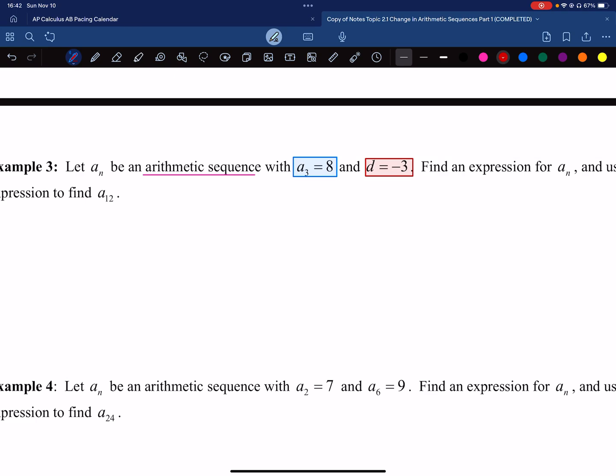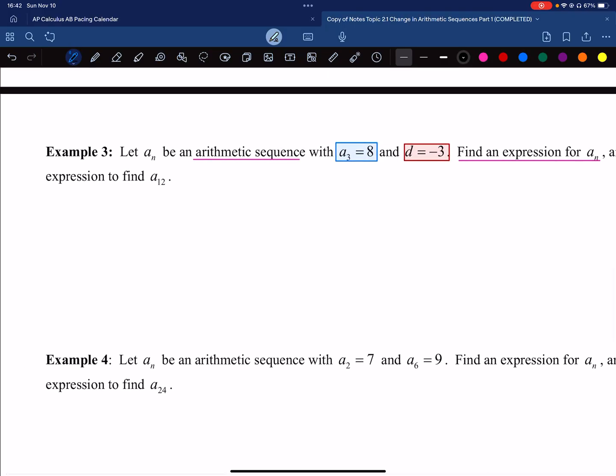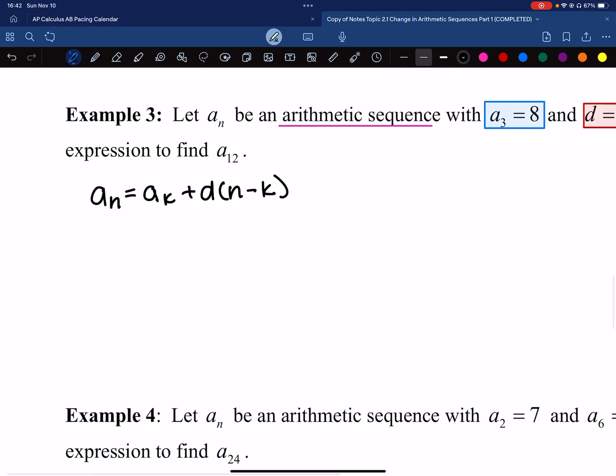So the very first thing we want to do is we want to find an expression for a sub n. Okay, so because we're not given the zero term, we are going to use the second equation. A sub n equals a sub k plus d times n minus k. So we plug in our values. So we know that the third term is 8, so k can be 3, which means a sub k is 8.